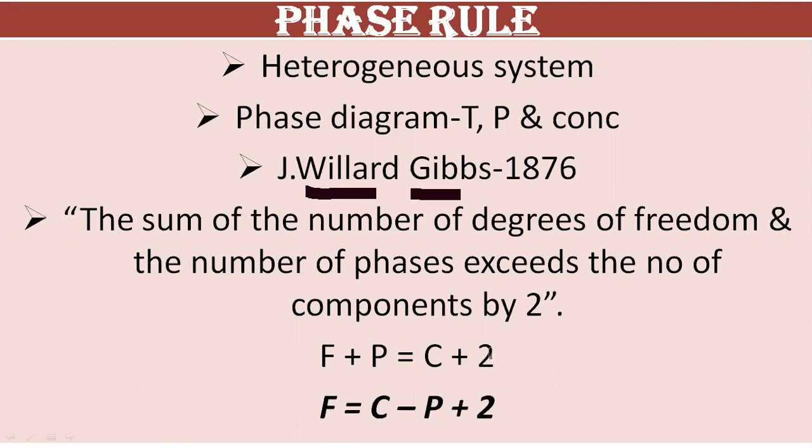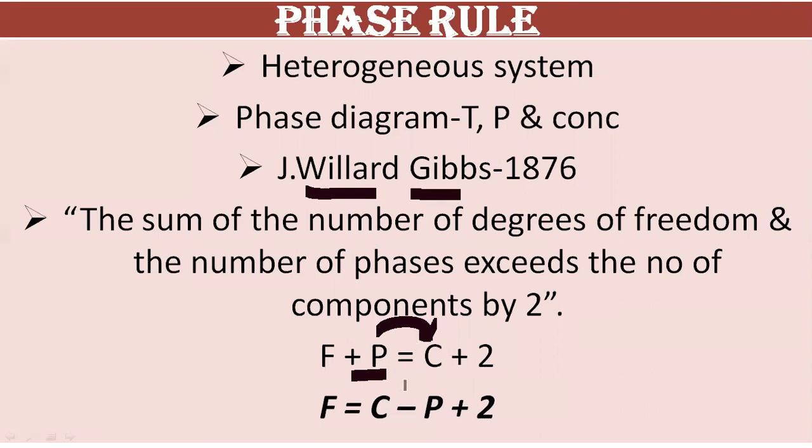Just by rearranging, we can determine the number of degrees of freedom is equal to C minus P. Here this P is actually plus, right? So when you shift it to this side, it becomes minus. Therefore, you get minus P plus 2. So this equation is called the Gibbs phase rule equation, that is F is equal to C minus P plus 2, right? So here we have defined the phase rule.